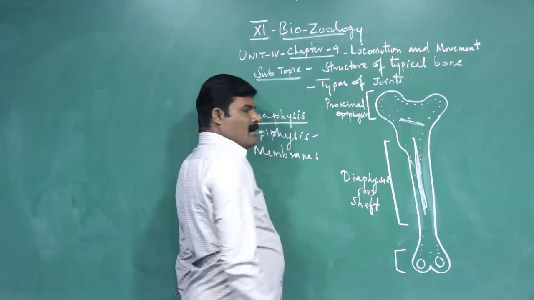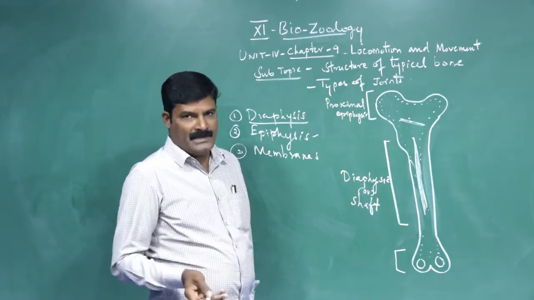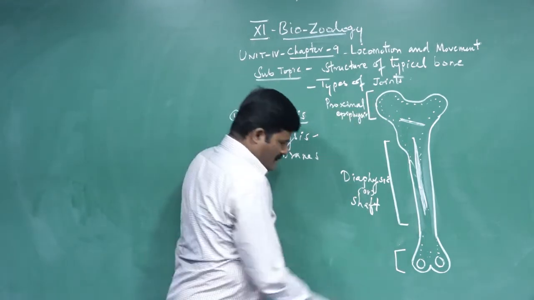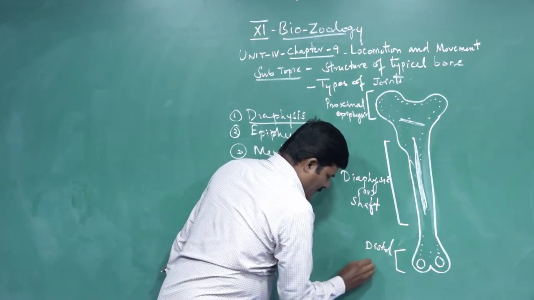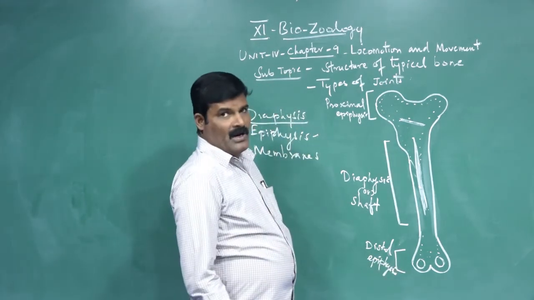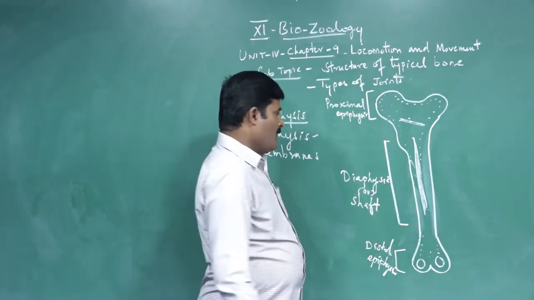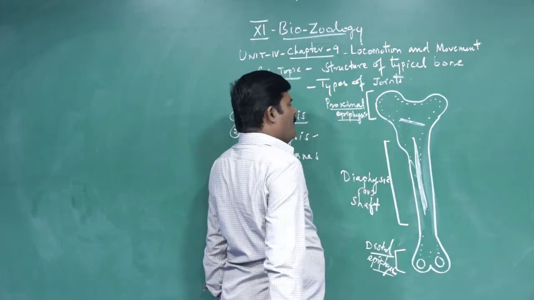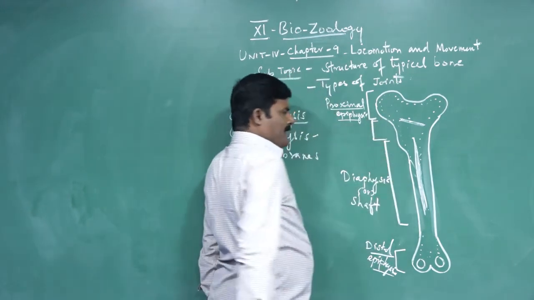So the epiphyses are the end parts of the bone. 2 ends of the bone are called epiphysis. This upper part is proximal epiphysis. The lower part is distal epiphysis. Distal means just away from the proximal. That is the lower end. Here, between the proximal epiphysis and the distal epiphysis and the diaphysis, there is a region.